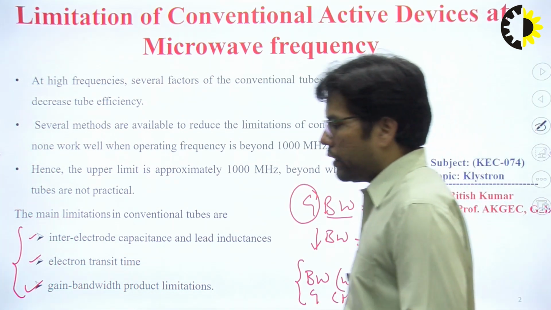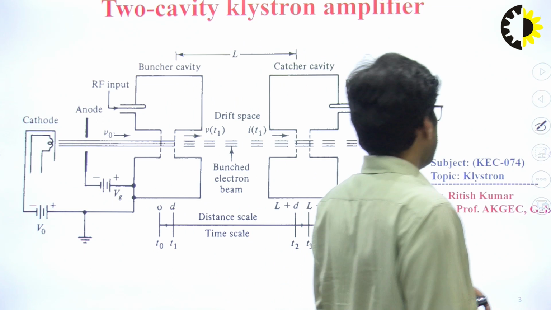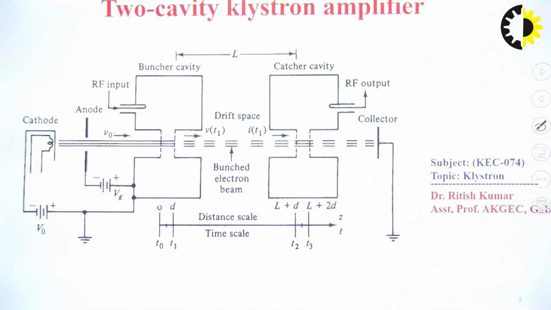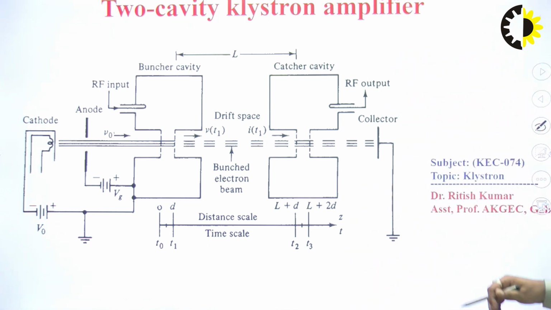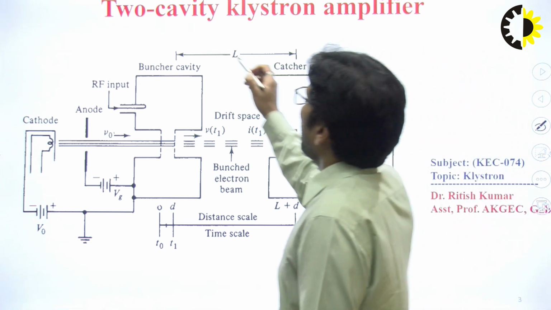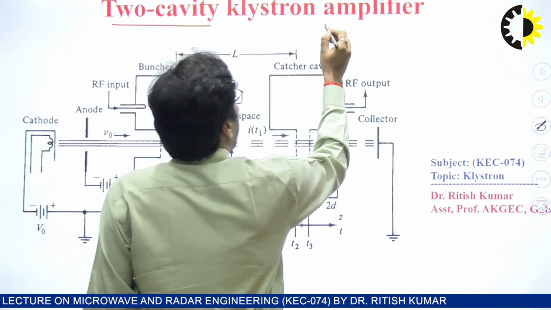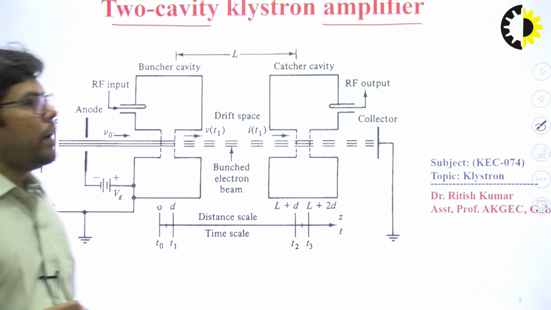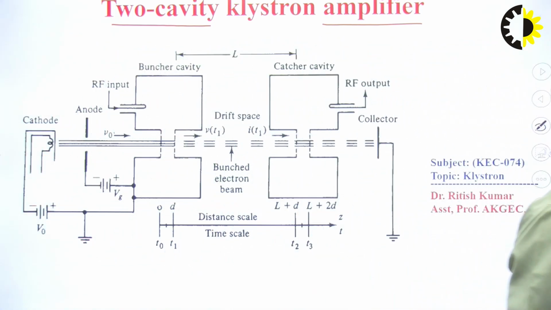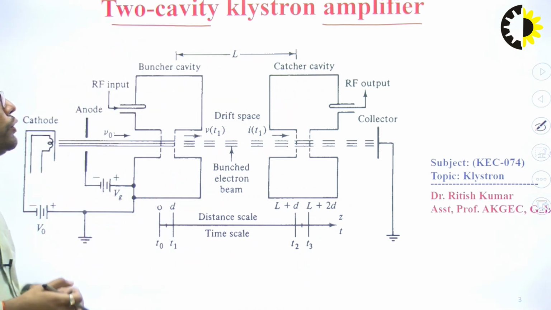So next, we will discuss the two cavity klystron and the construction of the two cavity klystron. So this is the architecture, or we can say the inner architecture, of the klystron. Here, why do we call it the two cavity klystron amplifier? First we need to understand two cavity, then amplifier. Why do we call it an amplifier? Definitely, an amplifier is nothing but it amplifies the input signal and we receive a higher amplitude at the output side. That is the basic terminology of the amplifier.